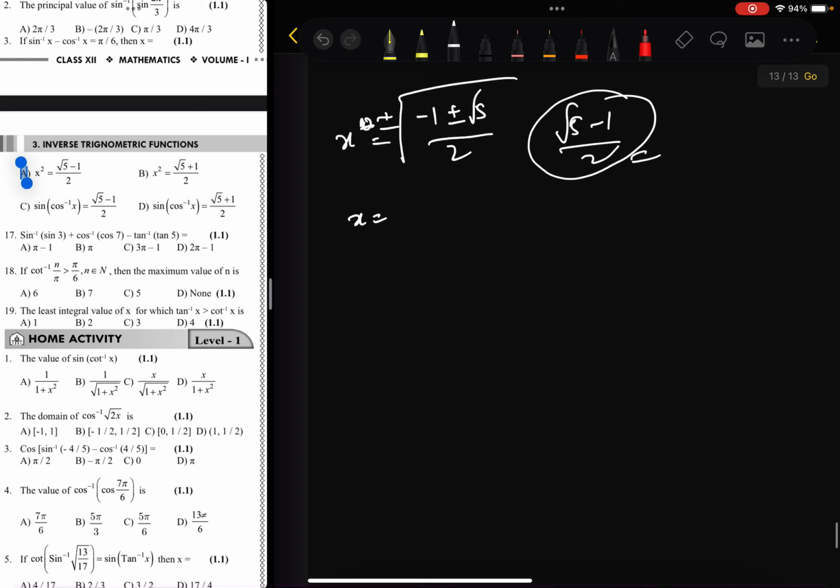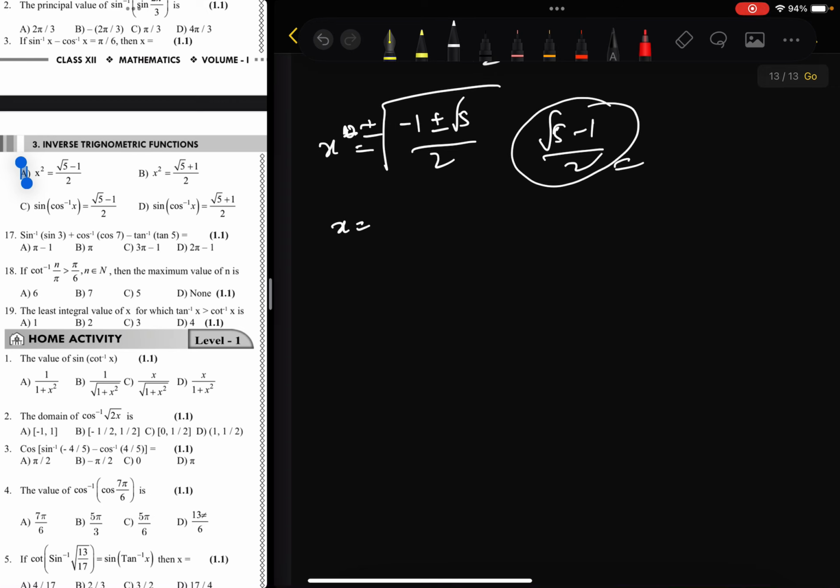Next one. This 17 is easy. You can solve it using some manipulation or using a graph also. Question number 18.